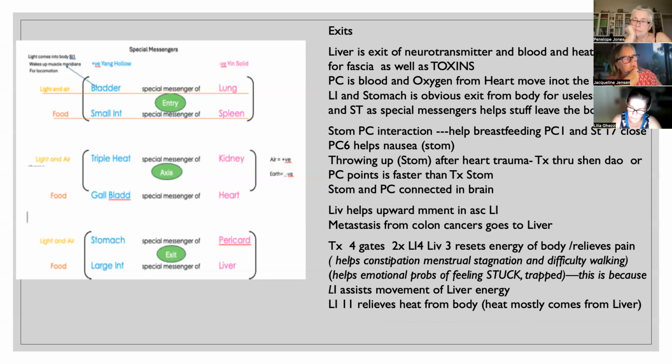I'm just integrating this. Liver 3, because I'm looking at Deadman's as well, is the Yuan source and earth point of the liver channel. You also use Liver 3 at the end of a liver flush because it helps to get the energy in the liver moving. That's what Liver 3 does.